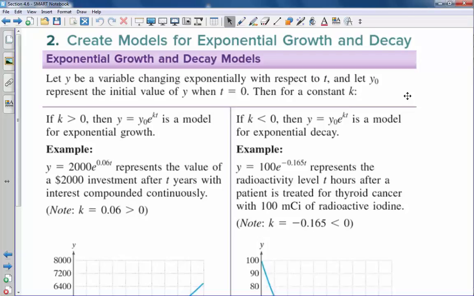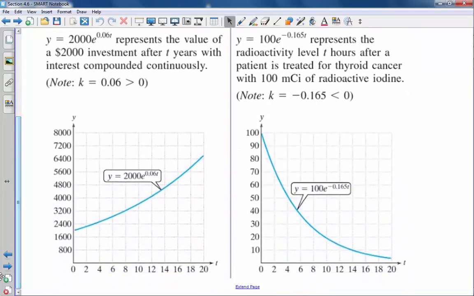Okay, exponential growth and decay. In nature, things sometimes grow slowly or sometimes fast. I mean, don't be deceived by the picture, sometimes fast. But they either grow or decay, right? Like a bacterium population grows and your money decays usually, right? Anyway.